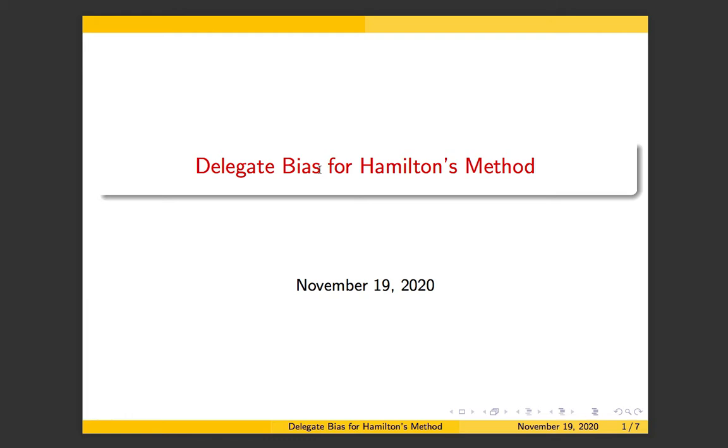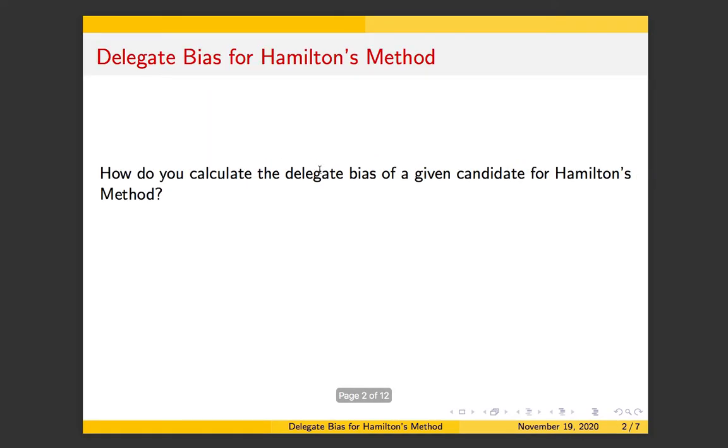So recall that if you want to calculate an asymptotic delegate bias, you have to have a method in mind. So for this video, we will have Hamilton in mind. And you also have to have a candidate in mind. So I'll show you the calculation for candidate 3. The calculations I show you, though, can be fairly straightforwardly mimicked if you change the method to, say, SUQ or something, or if you change the candidate. So hopefully what I show you here is enough that you can mimic what I've done to move to a different method or to a different candidate.